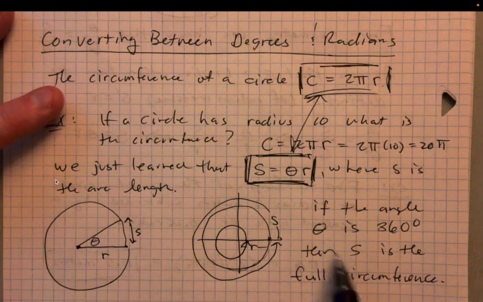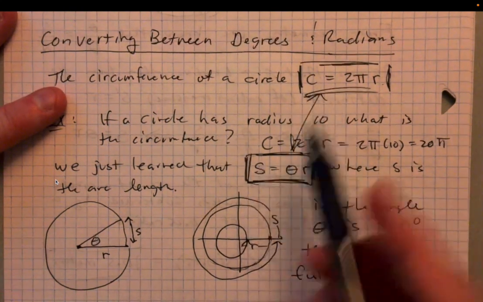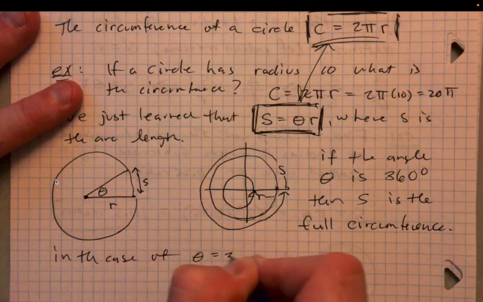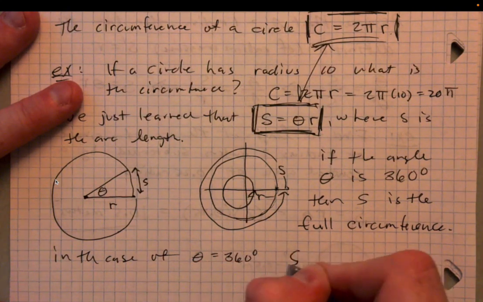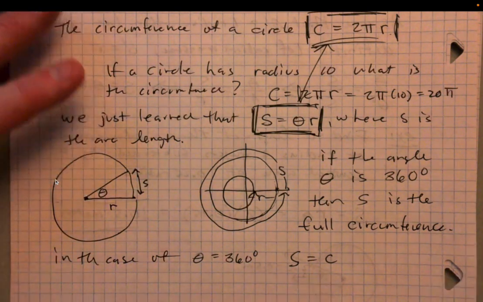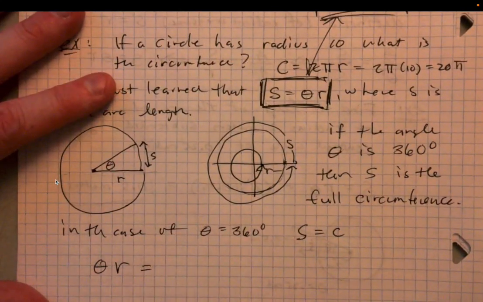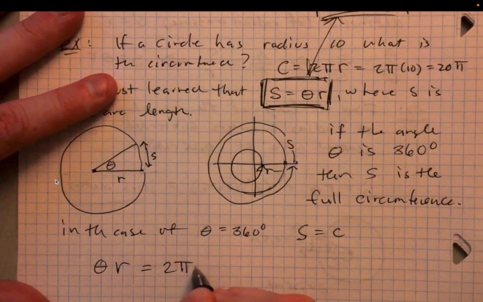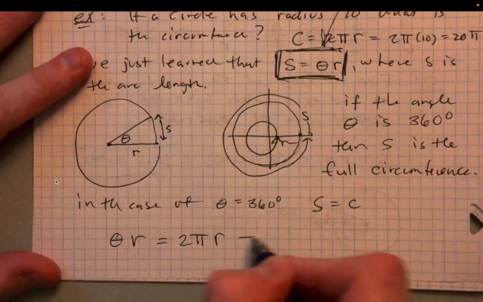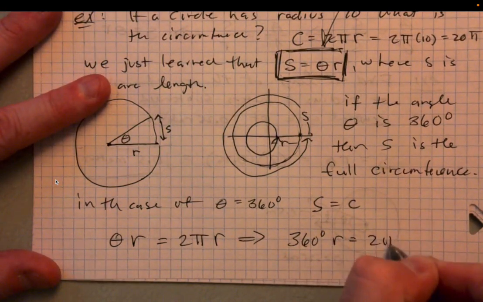So in the case of theta being 360 degrees, then S is equal to C. They're the same. The circumference is the same as the arc, right? And so that means that theta times r is equal to 2 pi r. Now remember, theta in this case is 360 degrees, so 360 degrees times r is equal to 2 pi r.